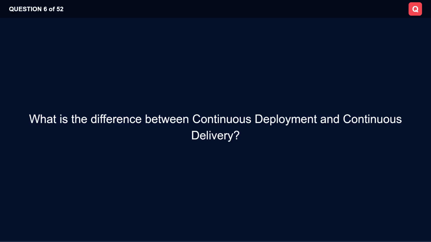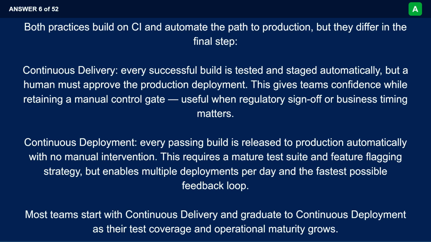What is the difference between continuous deployment and continuous delivery? Both practices build on CI and automate the path to production, but they differ in the final step. Continuous delivery: every successful build is tested and staged automatically, but a human must approve the production deployment. This gives teams confidence while retaining a manual control gate, useful when regulatory sign-off or business timing matters.